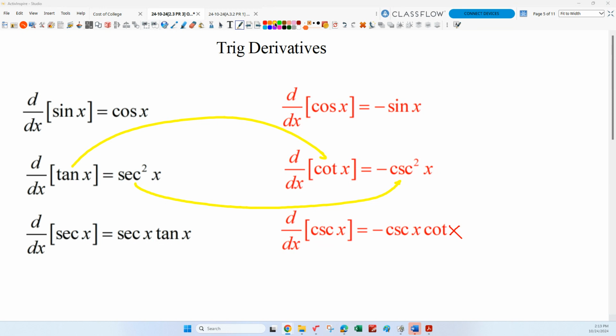Negative cosecant cotangent, because I'm going to change these to co-trig functions and plop a negative sign in front. Everybody see that pattern? If the derivative of secant x is positive secant tangent, the derivative of cosecant is going to be negative cosecant cotangent. If the derivative of sine is positive cosine, the derivative of cosine is going to be negative sine. That first one's a little weird, but all these other ones are very predictable.